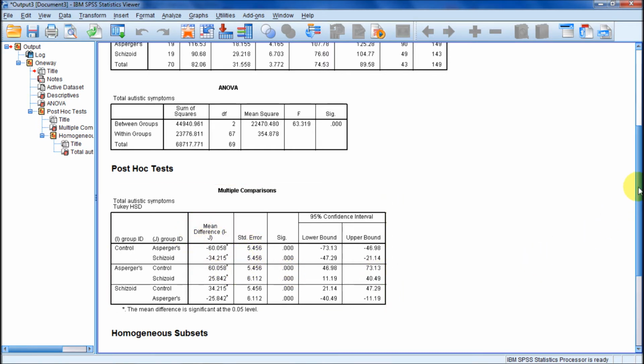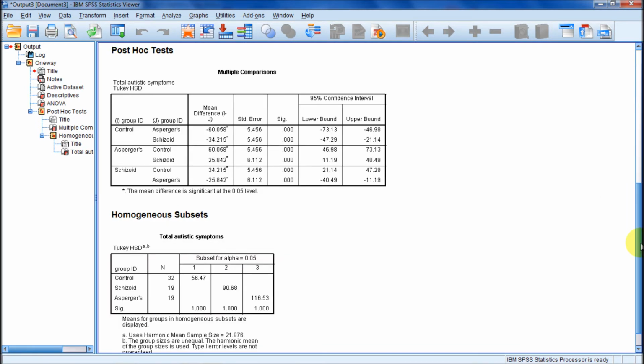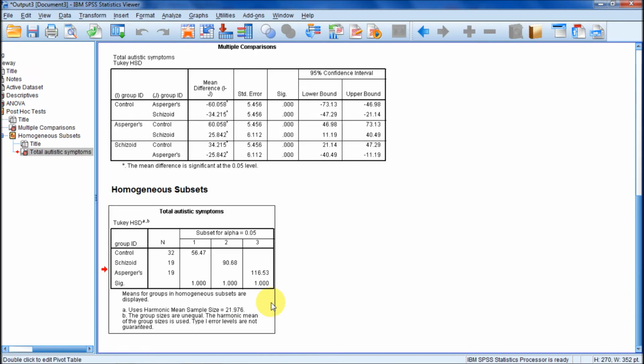I like the subsets. And what this says is, if these means are different from each other, they'll be in different columns. So indeed, what we find out is that the Asperger's group has a significantly greater mean than the schizoid mean, because they're in 2 different columns. And in turn, the schizoid mean is significantly different than the control. Of course, the control's down here.